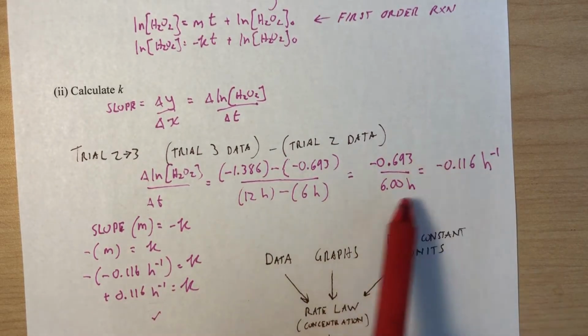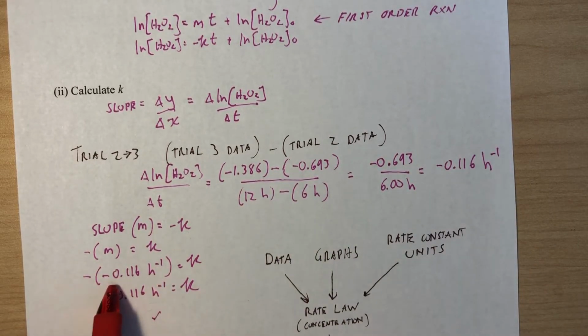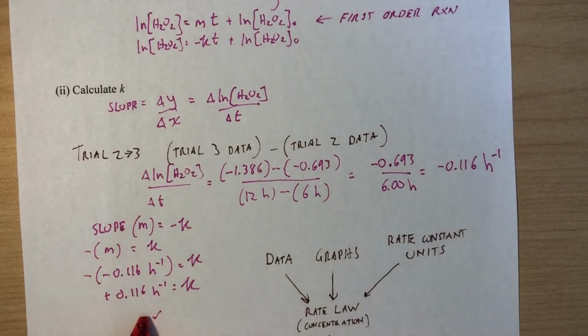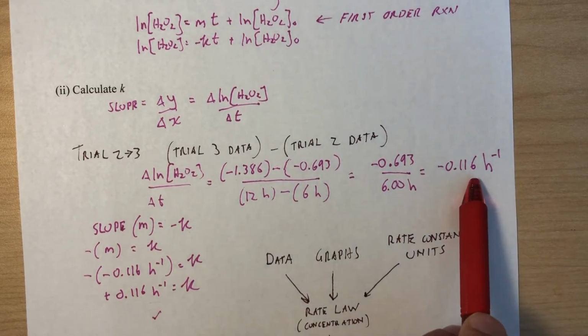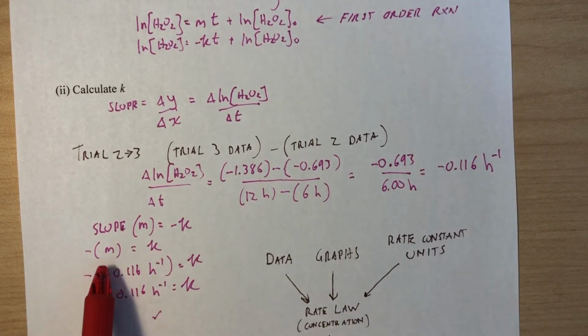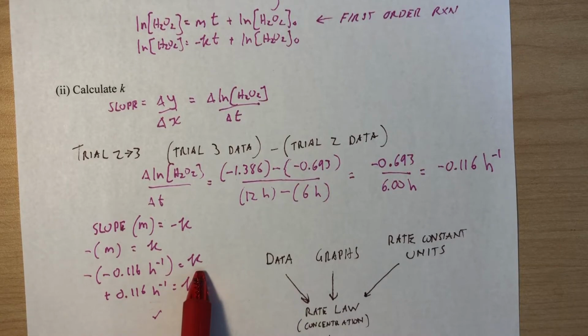So we bring in this value for m, and then the negatives cancel, and we get a k that is equal to positive 0.116. That is not immediately obvious to many people when we are using slopes of lines, so I wanted to take that step by step. We solved for m, we bring m in, it's multiplied by negative, and we get a positive k.